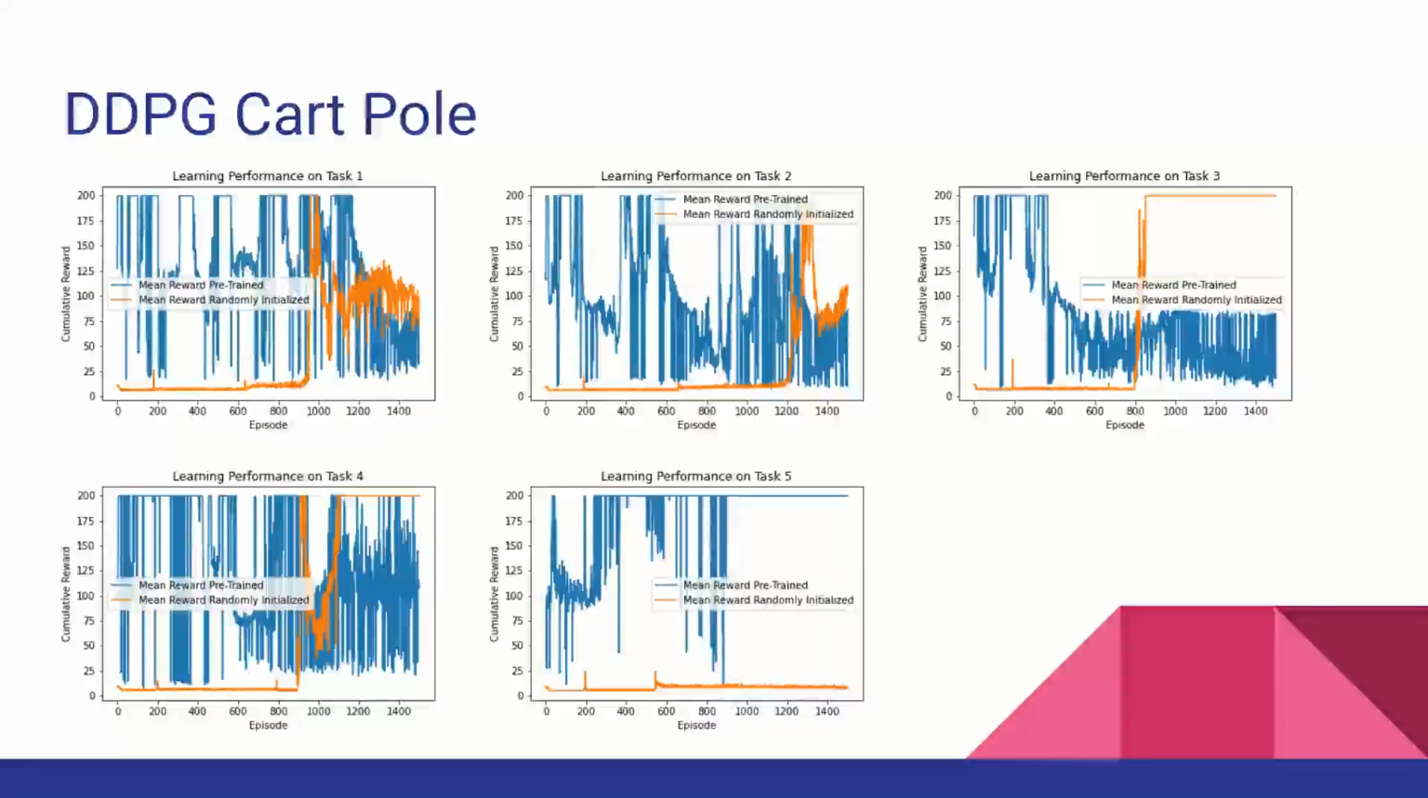For the same cart pole environment, we can see that the pre-trained DDPG agent, although at times it can achieve the optimal reward of 200, fluctuates significantly during longer periods of training. Additionally, we can see that in 4 out of the 5 tasks, closer to the end of training, the pre-trained agent is outperformed by the randomly initialized agent.